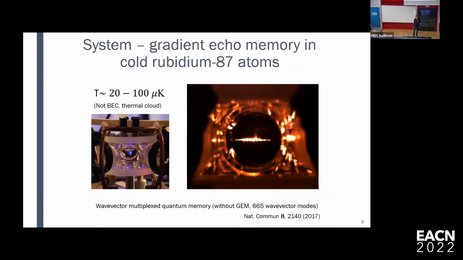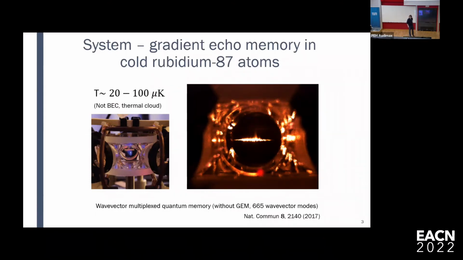And the system, at least at the moment, is an atomic ensemble of rubidium-87 atoms, at a temperature where it is not a Bose-Einstein condensate, but just a thermal cloud that, thanks to the low temperature, allows long storage of spatial coherences. So it does not diffuse immediately like it would at room temperature.